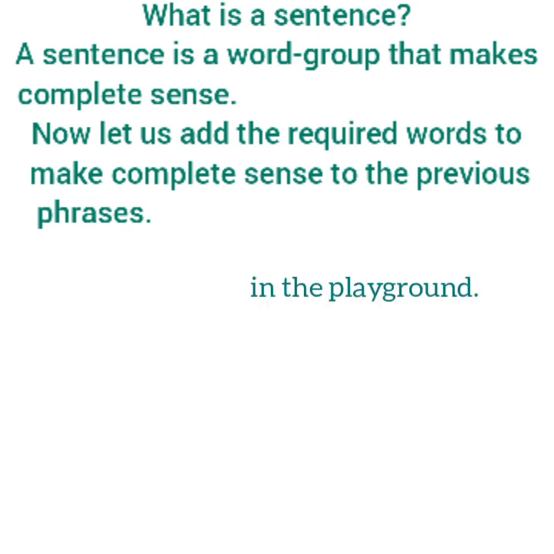Number 1, in the playground. This is a phrase. It is incomplete sense. We need to add something to make it complete sense. By adding, they are, it becomes, they are in the playground. So it becomes a sentence and it makes a complete sense.